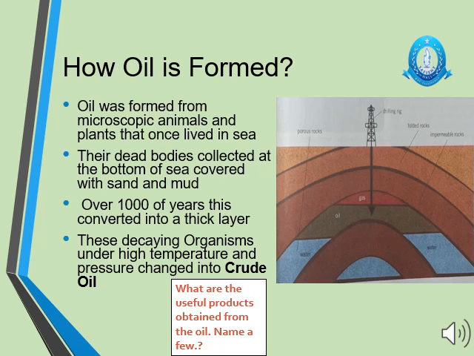Now, these animals lived in the sea millions of years ago. Their dead bodies got collected at the bottom of the sea and were eventually covered with sand and mud. With the passage of time, this sand and mud got hardened and was called sedimentary rocks. Over thousands of years, this was converted into a thick layer. Now, these decaying organisms under high temperature and pressure were changed into crude oil.